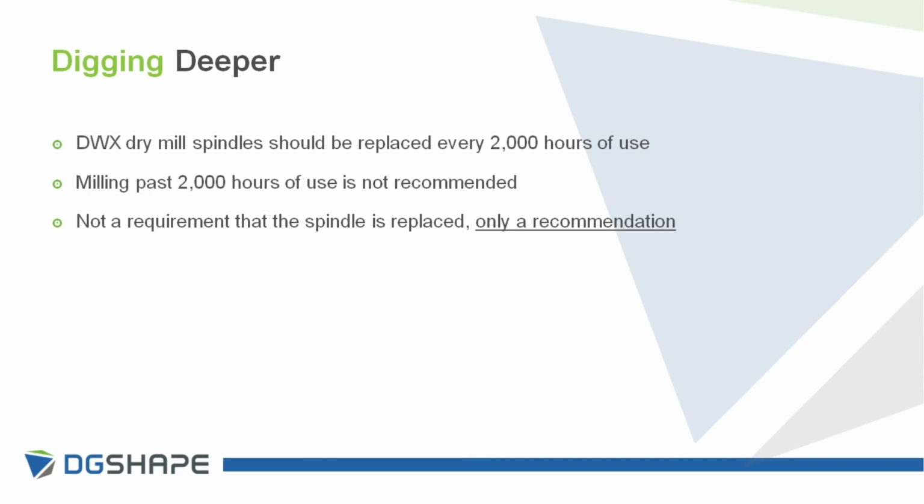The lifespans for the spindle and the DWX dry and wet milling devices are different. The dry mill protocol recommends replacement after 2,000 hours of use. The wet mill protocol recommends replacement after 1,500 hours of use.